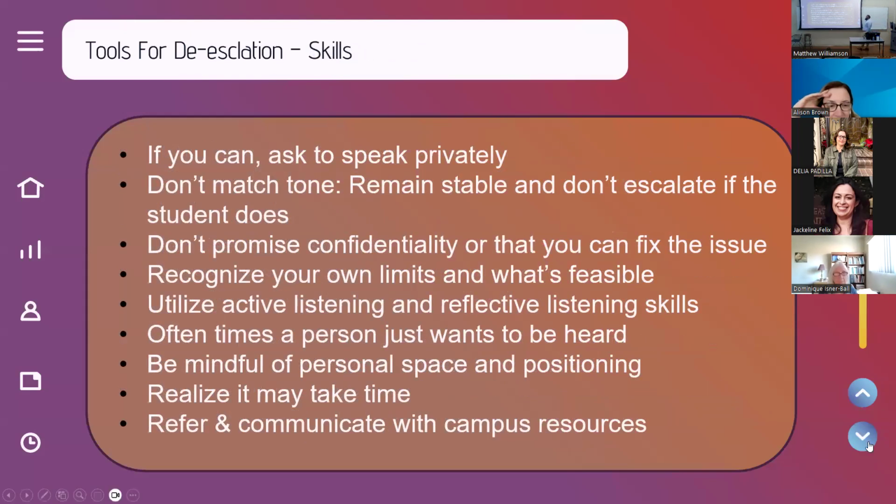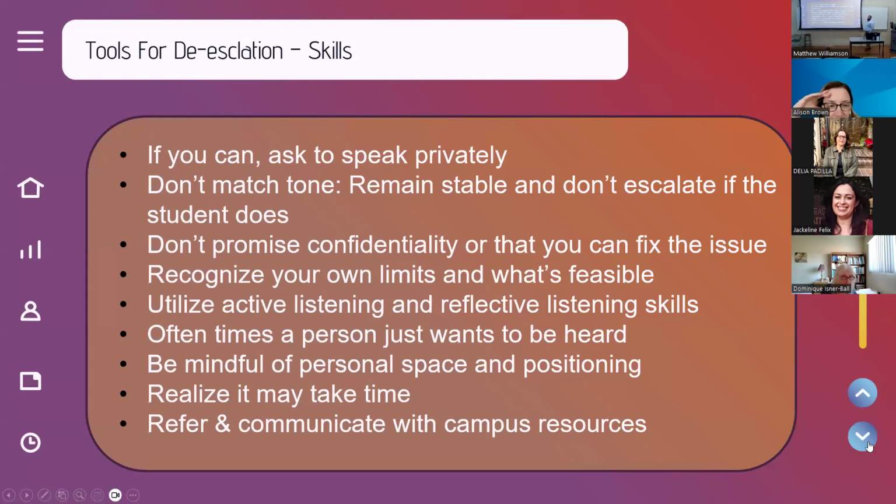Some more skills, again, in the moment. If you can, ask to speak privately. Sometimes people like audiences, and having other people around can actually be a detriment to the situation. So if you can, please ask the person, hey, can we step outside? Can we step to another area just so that we can have this conversation more privately?